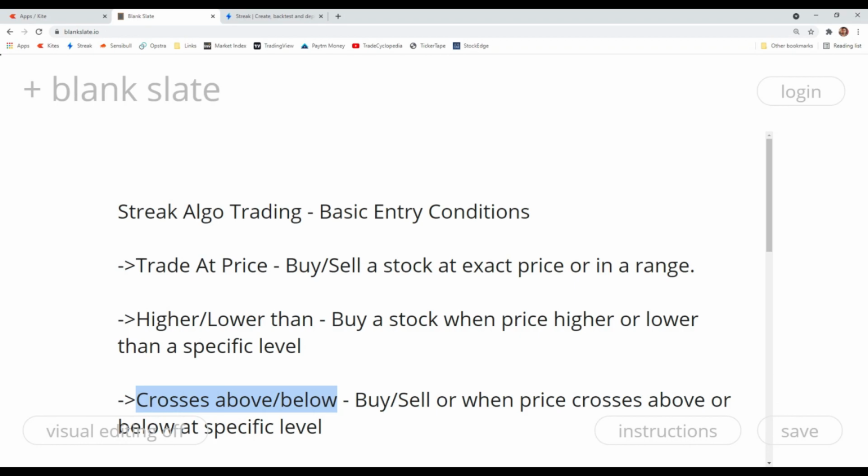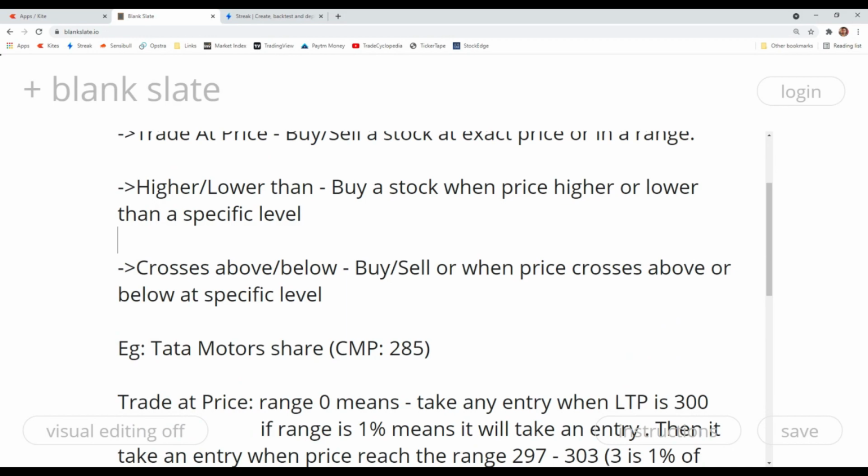Trade at price simply means buy or sell a stock at an exact price or in a range. I'll be showing you how it works. Higher or lower than, as it says, means buy a stock when the price is higher or lower than a specific level. Crosses above or below means the price may not be at that level, it might be below it, but when the candle crosses above that level, it will take an entry as per our buy or sell signal, whichever we defined in the algo, and that will be executed accordingly.